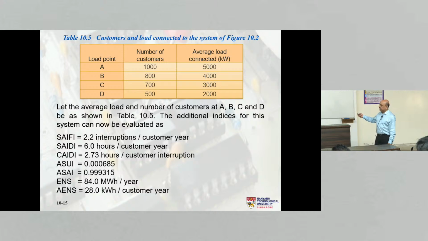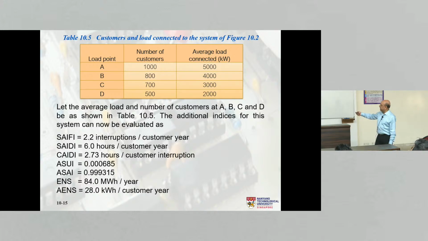Note the units. SAIFI is an interruption frequency index. So it is interruptions per customer year. SAIDI is a duration index. So it is hours per customer year. SAIFI is interruptions per customer year, SAIDI is hours per customer year. And CAIDI is SAIDI over SAIFI, as I mentioned earlier.